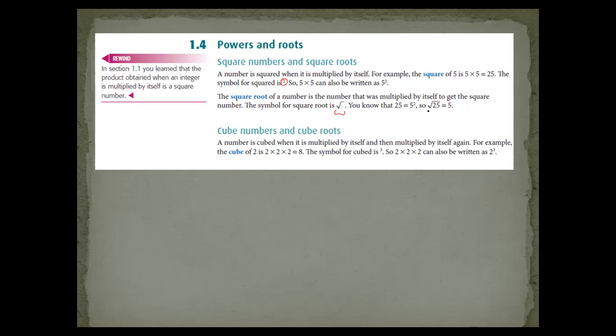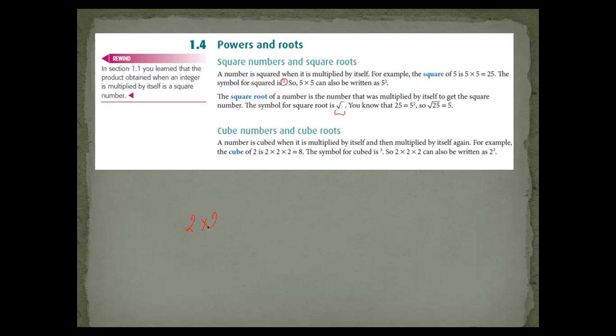So the square root of 25 is equal to 5. Okay, the cube root follows the same methods, but there's some difference. In this case, a number is cubed when it's multiplied by itself and then multiplied by itself again.